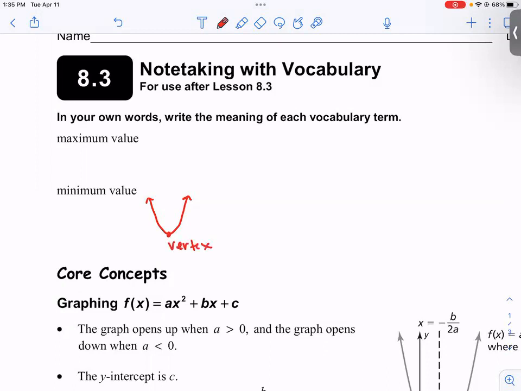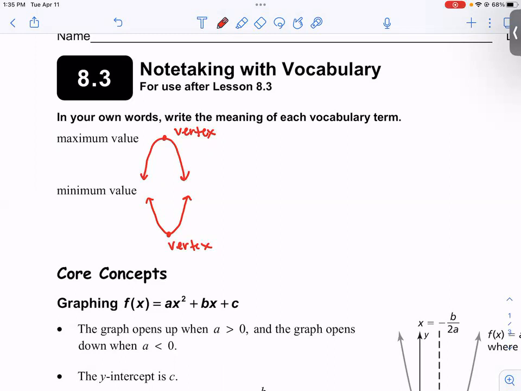What would our parabola need to look like if we had a maximum value? Goes low. Okay, upside down. I knew that's what you were trying to say, Carter. Okay, if our parabola was upside down, then the vertex would be the very highest value.